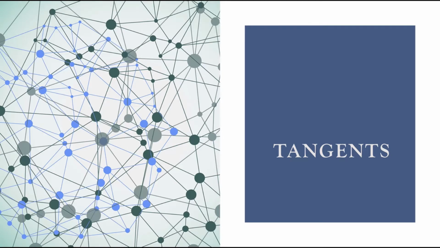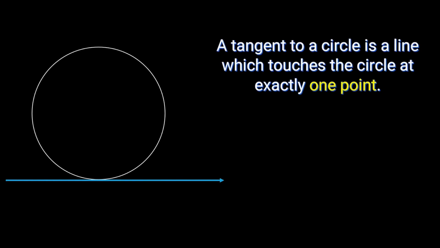Let's learn more about tangents. You can see this is a diagram. This is a circle and it intersects the circle at one point. It meets at one point, so we call it a tangent. A tangent to a circle is a line which touches the circle at exactly one point. That's very important to remember.